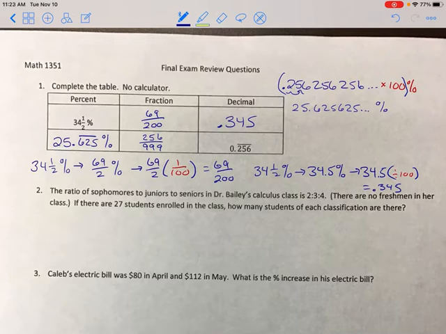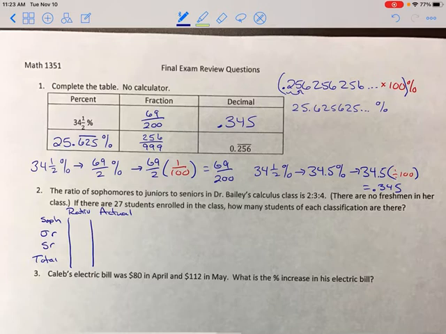All right, so moving on to number 2, we have a ratio problem. The ratio of sophomores to juniors to seniors in Dr. Bailey's class is 2 to 3 to 4. If there's 27 students enrolled in the class, how many students of each classification are there? So I'm going to do a ratio box. I'm going to have to make it really small. So I've got sophomores, juniors, seniors, and then I want total as well. All right, so in my columns, I want ratio to actual.